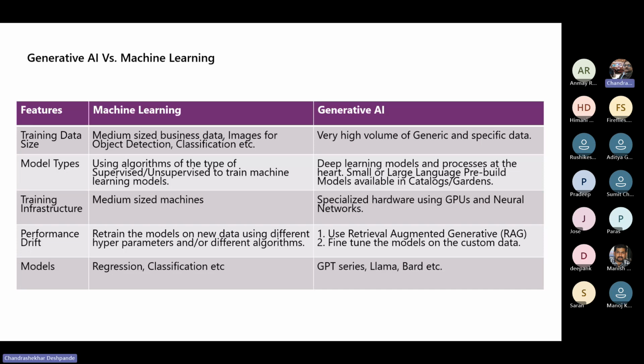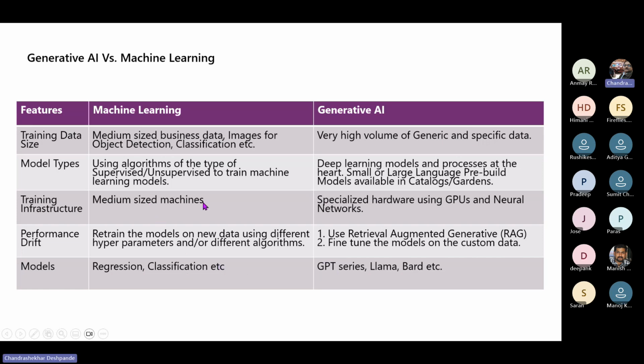Besides that, there are third-party model catalogs available, like Hugging Face. So what is the trend today? No company tries to train a model from scratch. Instead, they refer to already trained models, which we call pre-built models. GPT is one of the pre-built models. As we go on, we will see the GPT series, Llama, Bard, etc. These are the different models available as of today.